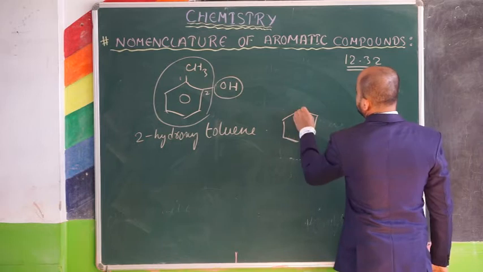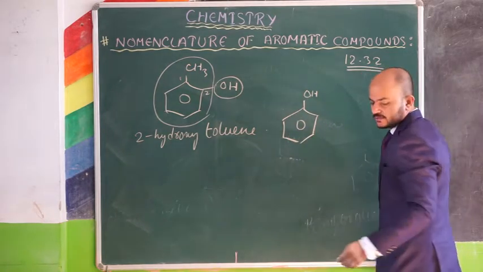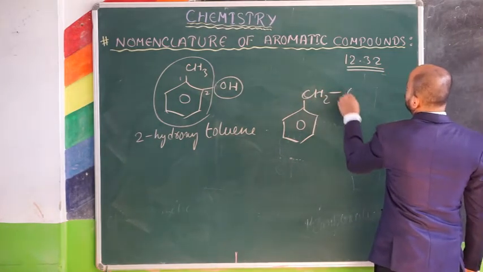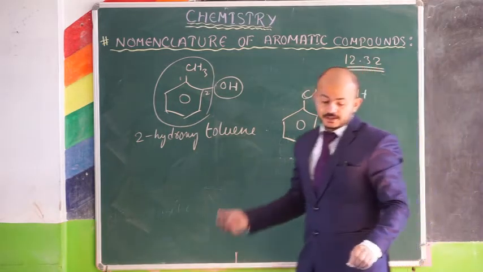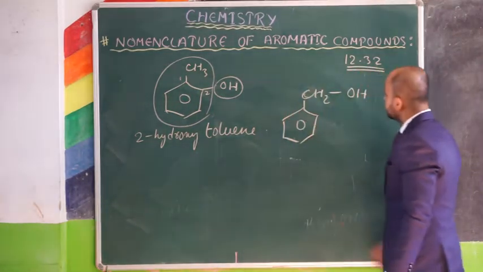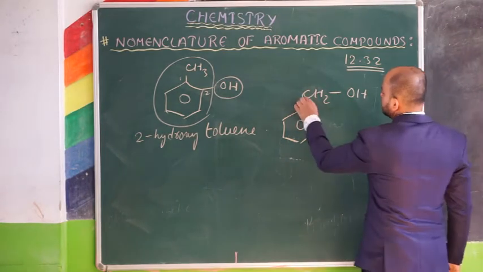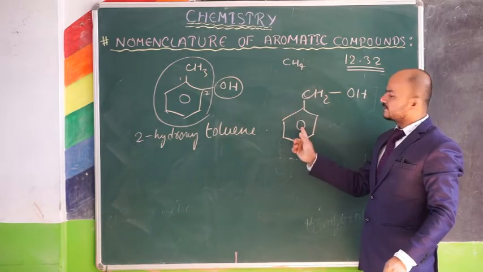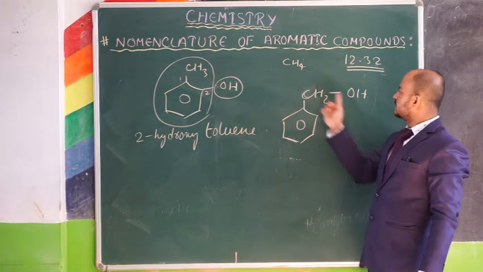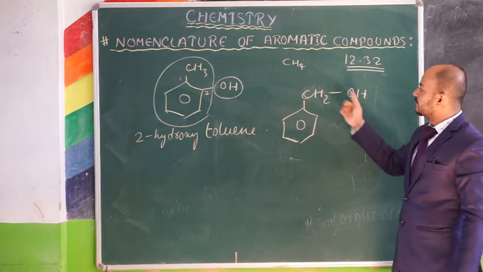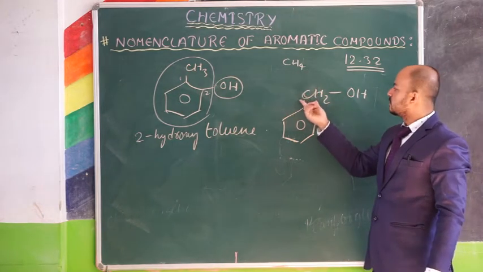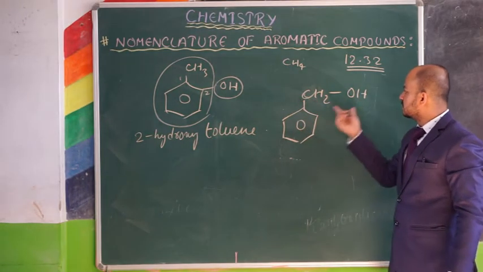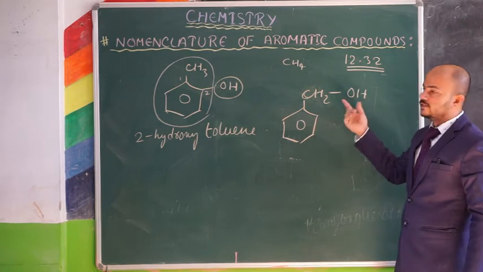Suppose you have this structure. Whenever you have OH directly on the ring, it's phenol, as I told you. But instead of OH, if you have CH2OH, then its name would be different. Considering the carbon, CH4 is methane; in methane one hydrogen is substituted with this ring and the other hydrogen is substituted with the OH group. So its name is based on one carbon, methane. The ring is the substituent, and OH is the functional group.